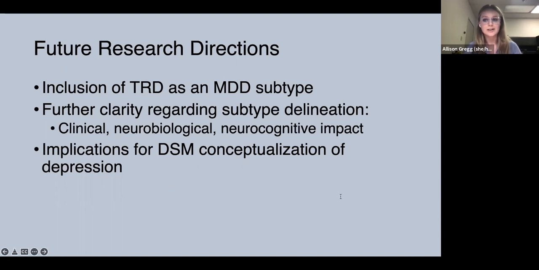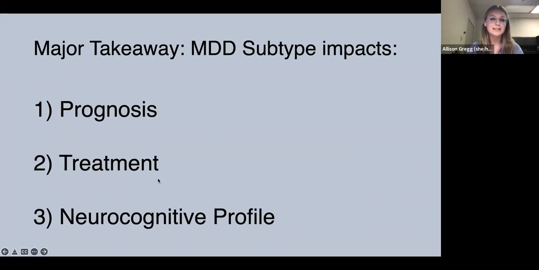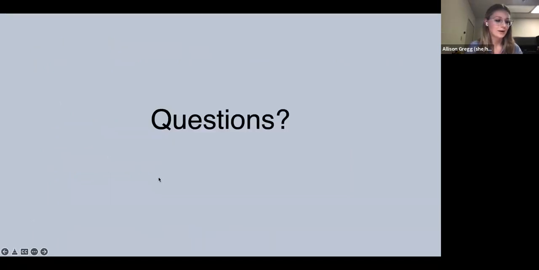Also, kind of going back to that initial slide, thinking about the history of major depressive disorder diagnostic classification, we see potentially the way that we're conceptualizing depression isn't quite reflected in what we're seeing in the patient's presentations. Maybe conceptualizing it as this homogeneous diagnosis that really only varies by severity isn't quite capturing a lot of the patterns that we're seeing. And so if you're going to take away anything from this presentation, just maybe consider the way the subtype presentation can differentially impact an individual's prognosis, treatment options, as well as their neurocognitive profile. And so with that, I will open things up for questions.